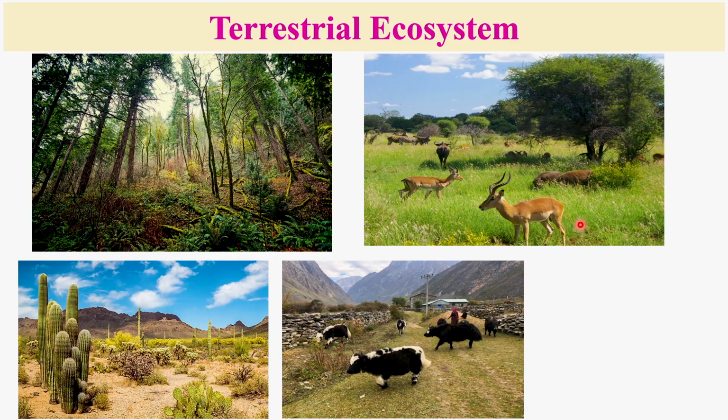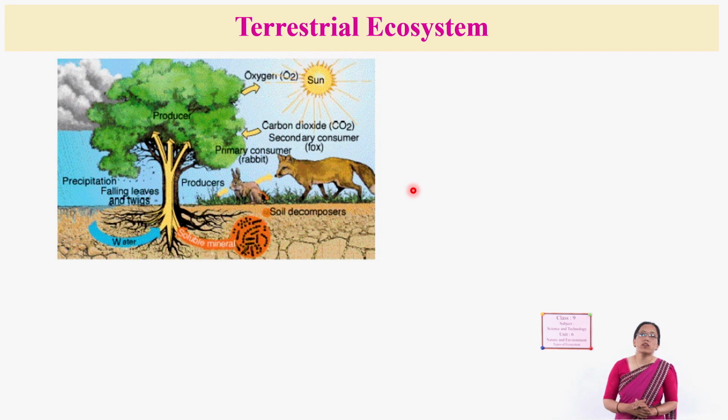See here, this is the grassland ecosystem. You find there are different grasses, and some small trees are also there, and various kinds of animals are living over there. So first, terrestrial ecosystem.